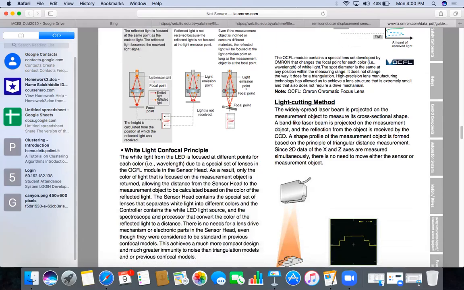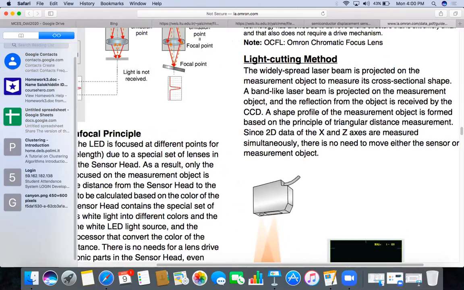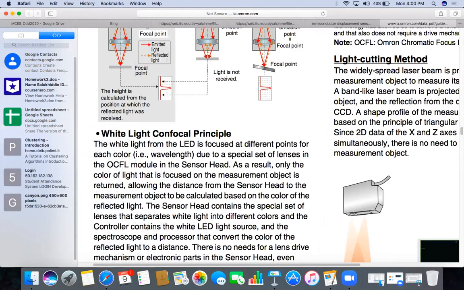White light confocal principle. The white light from the LED is focused at different points for each color, that is, for each wavelength, due to a special set of lenses in the OCFL module in the sensor head. As a result, only the color of the light that is focused on the measurement object is returned, allowing the distance from the sensor head to the measurement object to be calculated based on the color of the reflected light.